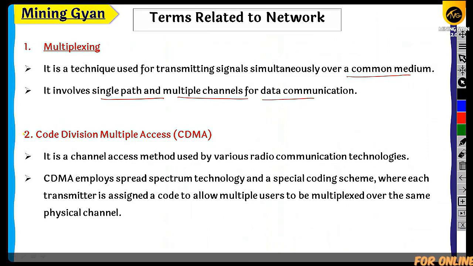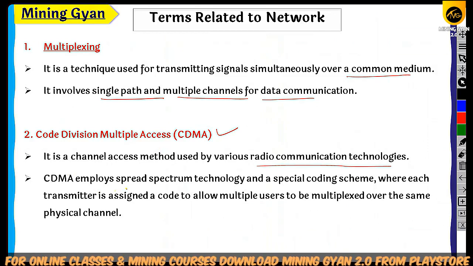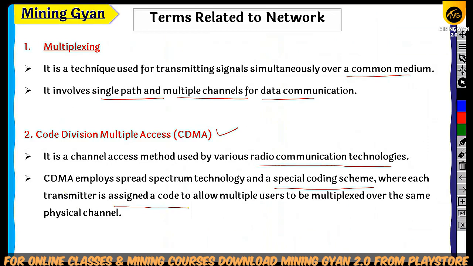The next term is code division multiple access. This is called CDMA. It is a channel access method used by various radio communication technologies. CDMA employs spread spectrum technology and a special coding scheme where each transmitter is assigned a code to allow multiple users to be multiplexed over the same physical channel.